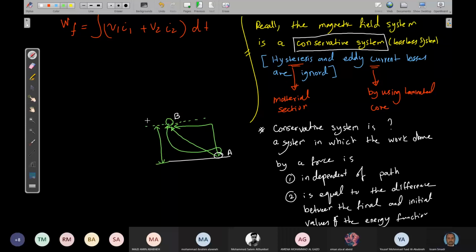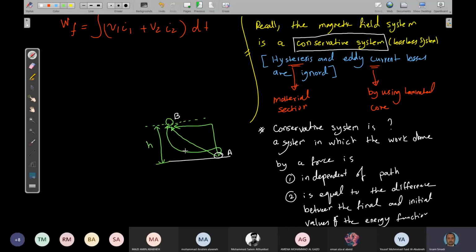Yes, the potential energy here depends on the height and the mass of this, let's say, ball or object, and it's independent regarding the path that I'm taking. And it depends on what? It's equal to the difference between the initial position and the final position, correct? So this is actually an example regarding the conservative system, such as gravitational potential energy, also electrical fields.